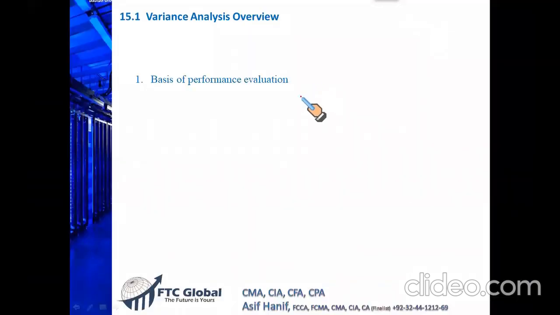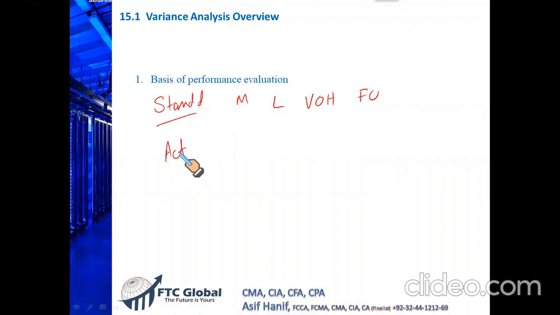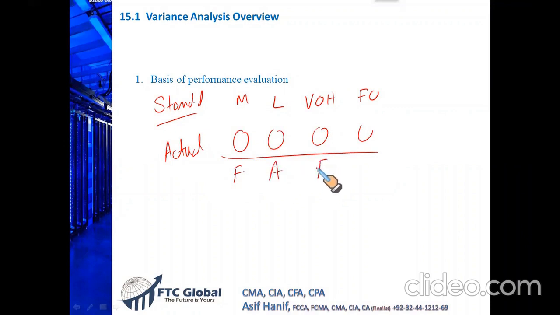So based upon the standards we set for our material, for our labor, for our variable overhead, for our fixed overheads, we set standards for different elements of cost, and then we get the actual performance. We compare our standards with the actual performance, and then there will be variances. Some variances will be favorable, some will be adverse. We must analyze all these variances for the purpose of performance evaluation. We want to evaluate the performance of our production manager. We want to evaluate the performance of our purchasing manager.